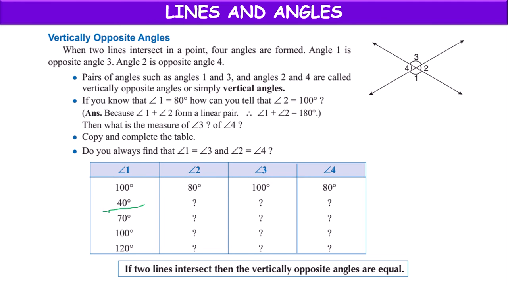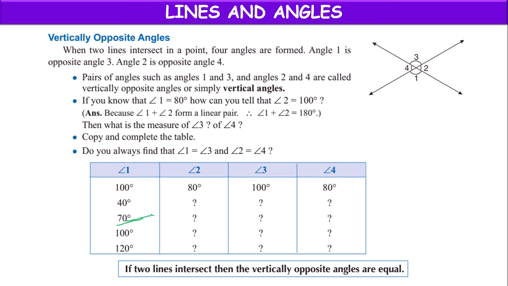Suppose 1 is 40. 1 and 2 are a linear pair, so 2 will be 140 because of the linear pair. And 3 will be equal to 1 because of vertically opposite angles, so 3 will be 40. 4 will be equal to 2 because of vertically opposite angles, so 4 will be 140. Like that we can find.